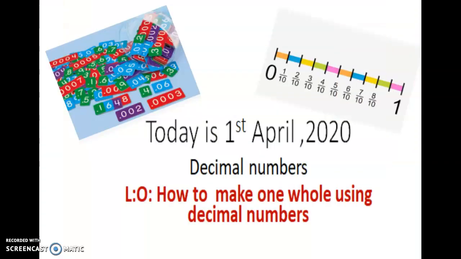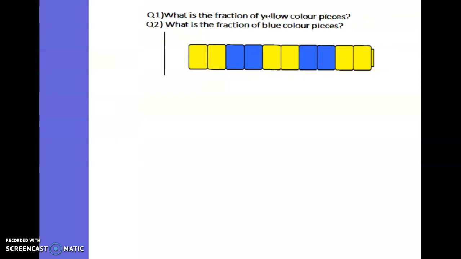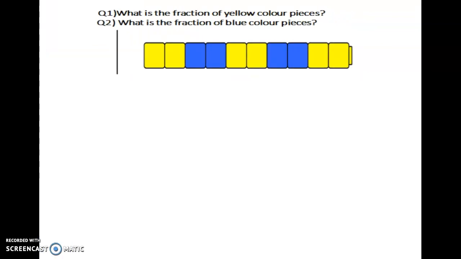So what are we going to learn today? Today is 1st of April 2020. Our LO is how to make one whole using decimal numbers. We are going to make one whole using decimal numbers. So for this, you need to recap your knowledge of fractions. Can you write the fraction of yellow color pieces and the blue color pieces separately? I'll give you half a minute.